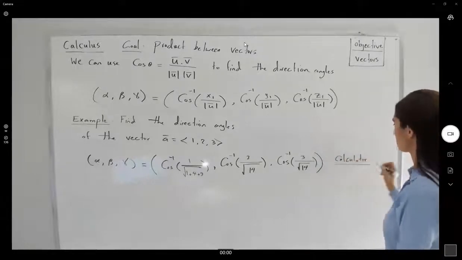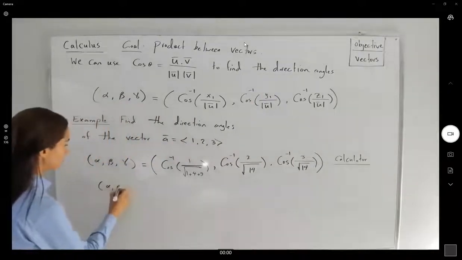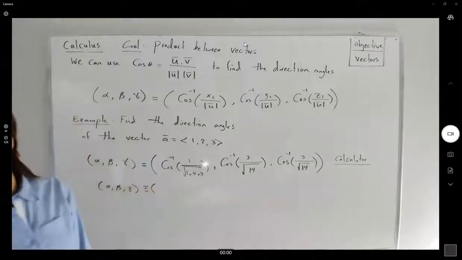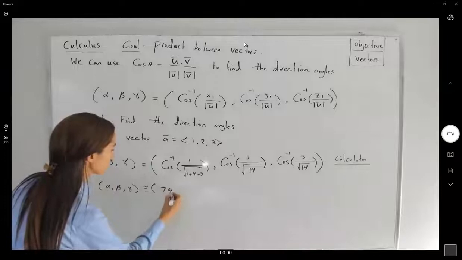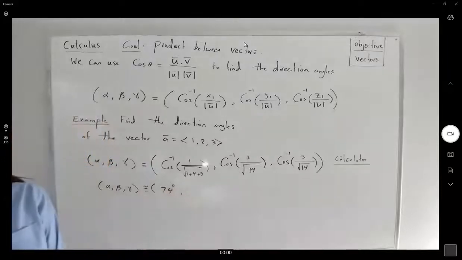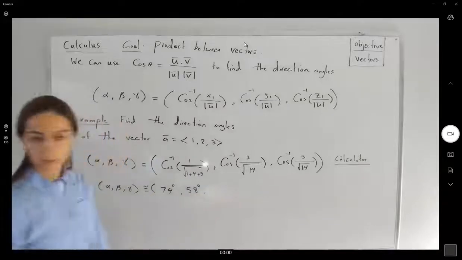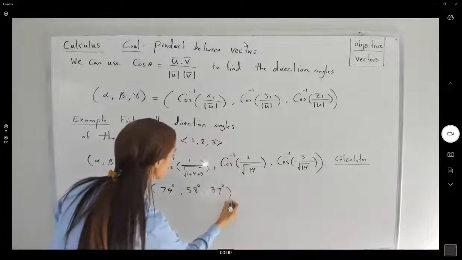to find the approximation for these three angles. Alpha, beta, gamma approximately equals 74 degrees. The next one, 58 degrees. And finally, we have 37 degrees.